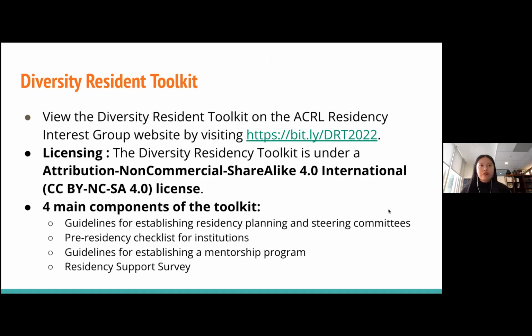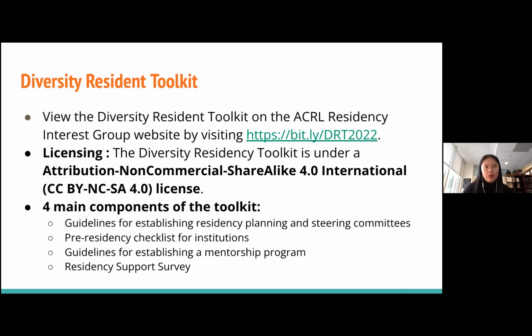The toolkit itself is licensed under an Attribution-NonCommercial-ShareAlike 4.0 International license. So that's a very long and fancy way of saying that anyone is allowed to distribute, remix, adapt, or build upon in any way this material for non-commercial purposes only, and so long as credit is given to us. If you choose to remix, adapt, build, do whatever you want with this material, you must license it under these identical terms. And as I mentioned, there's 4 main components of the toolkit.